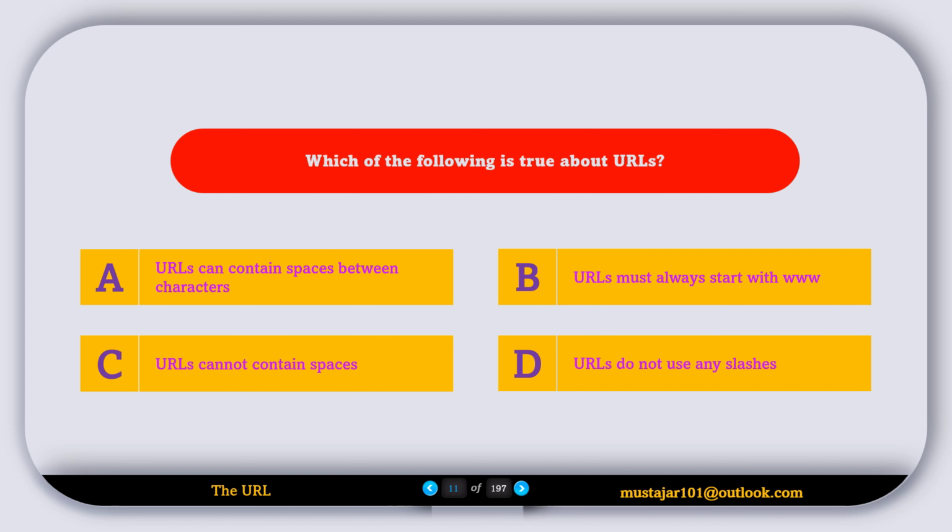Which of the following is true about URLs? Option A, URLs can contain spaces between characters. Option B, URL must start with www. Option C, URLs cannot contain spaces. And option D, URLs do not use any slashes. So the correct answer is option C, URLs cannot contain spaces.